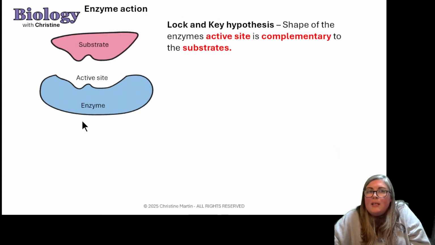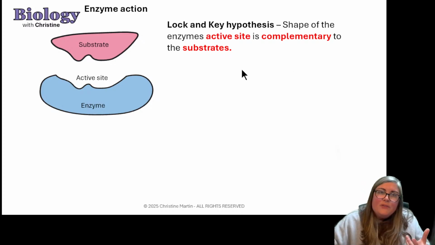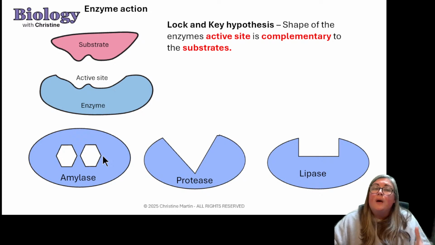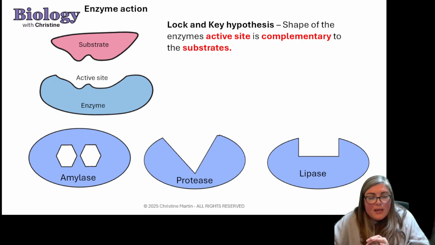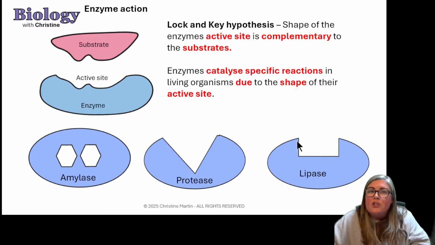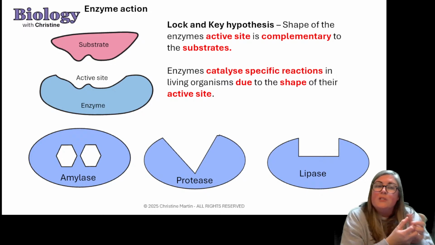So why am I talking about this? Well, you should know that enzymes have got this active site that's complementary. You should know that you have different enzymes, and that when they come together, you have that lock and key hypothesis, GCSE level, lock and key. Enzymes catalyze specific reactions because they have a very specific shape, which is their active site shape. That active site shape is specific to the substrates, the reactants that are going to come together.